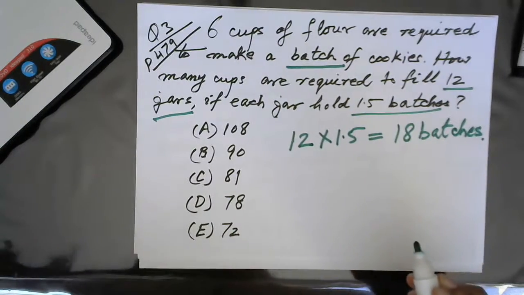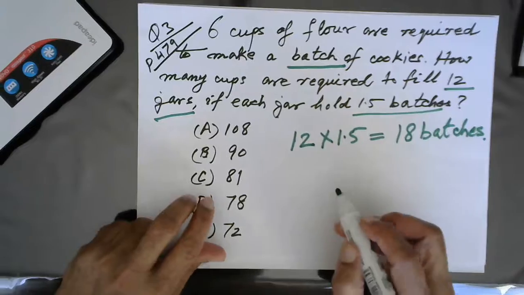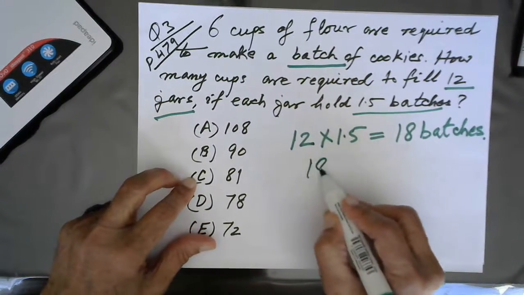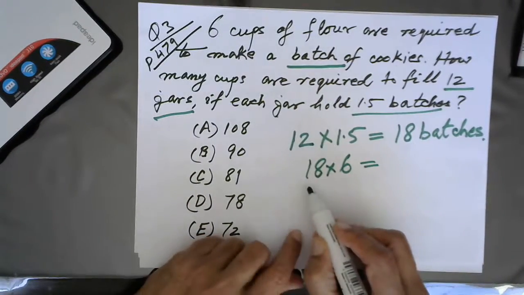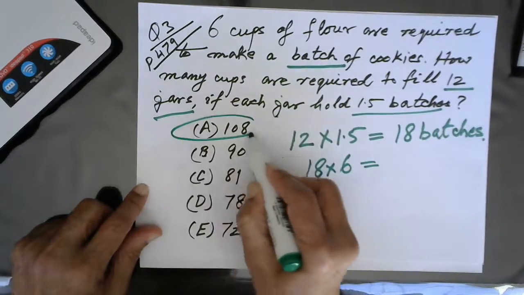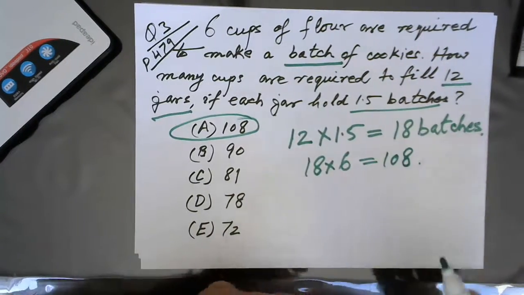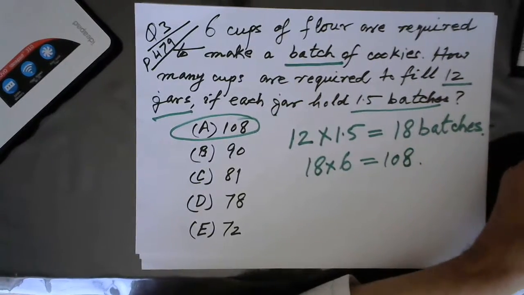Now, one batch of cookies requires 6 cups. So how many cups are required? Okay, so 18 multiplied by 6. If you multiply 18 by 6, you will get 108. So this is the answer. I hope it's clear. But that was number 3. Let us move on to number 4.